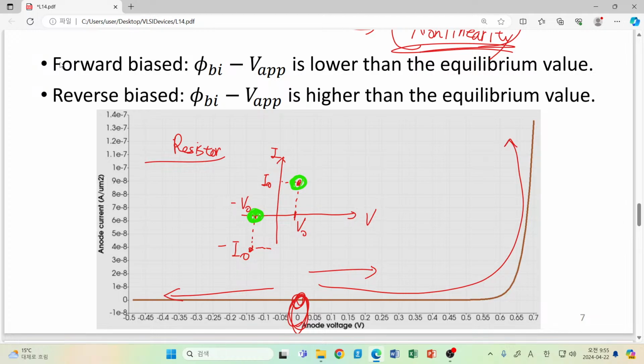Please, although I have drawn it on a linear scale, you should be able to draw the same graph with a semi-logarithmic scale. I mean that your applied voltage is still on its linear scale, but you can draw, for example, log 10 of your diode current, for example, anode current. Then you should be able to draw this one.